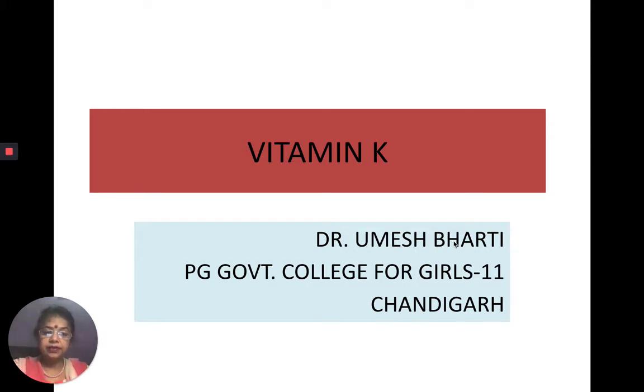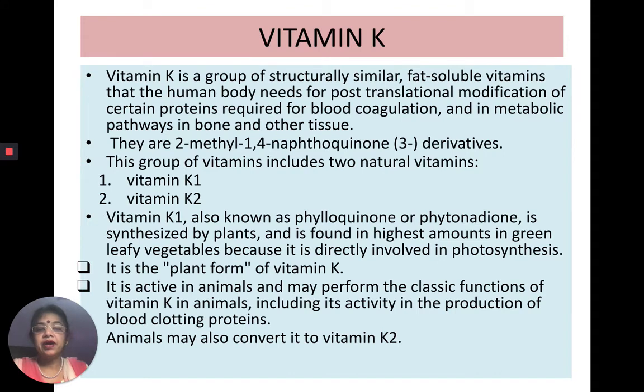Vitamin K is a very important fat soluble vitamin which is required by the human body for post translational modification of certain proteins required for blood coagulation and in the metabolic pathway in the bones and some tissues. They are 2-methyl 1,4-naphthoquinone derivatives. Two natural vitamins are there, vitamin K1 and vitamin K2.